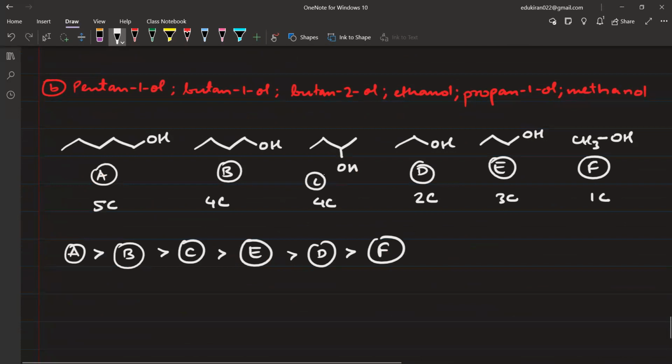Can you see how crystal clear things are when you write it level-wise? We are not seeing force of attraction because all of them have OH. Then we looked at the number of carbon atoms. When we had a tie, we moved to the next point, that is branching. So I will write here.